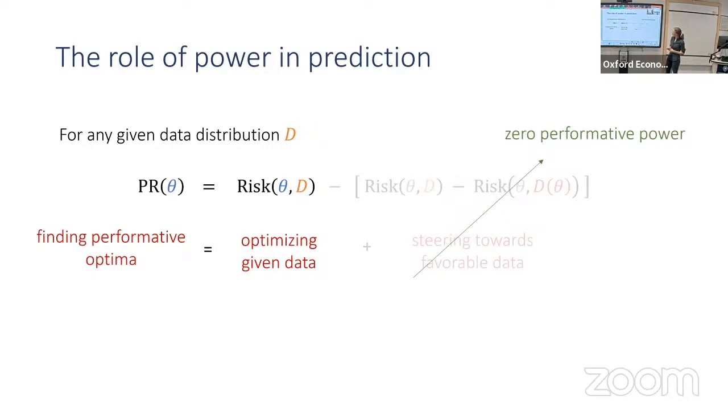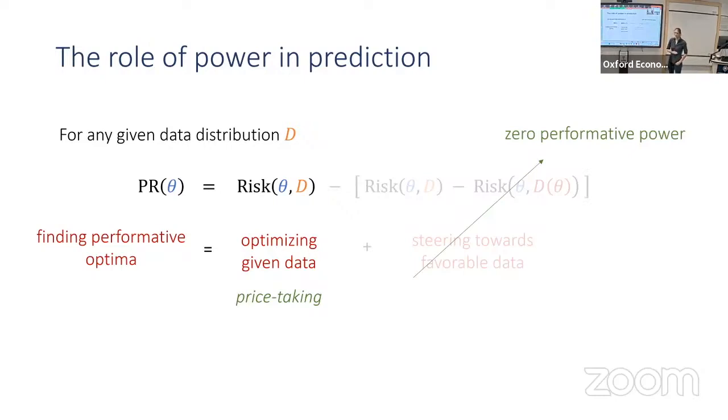So here, if we have zero performative power by the definition I introduced before, we are left with the first term. So the best that a firm can do is to just optimize on the given data. There's an interesting analog here to price taking. The best you can do is to optimize on the given conditions.